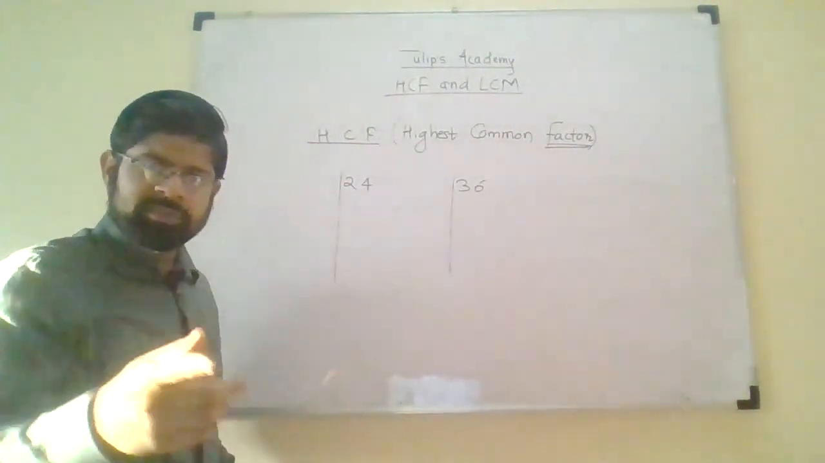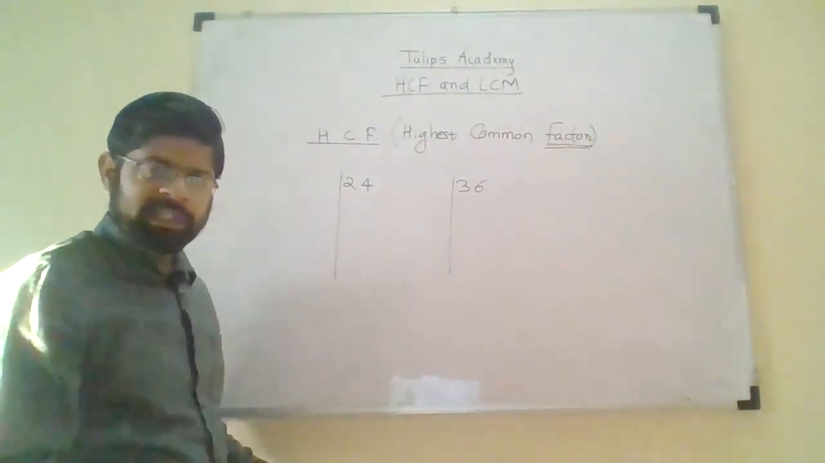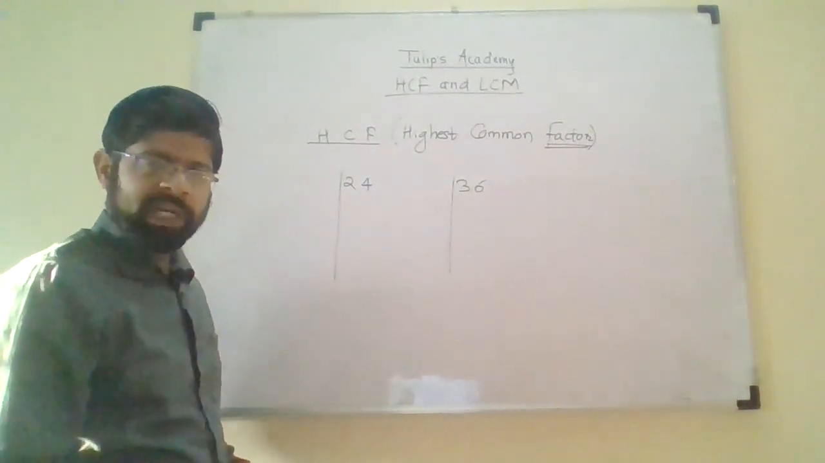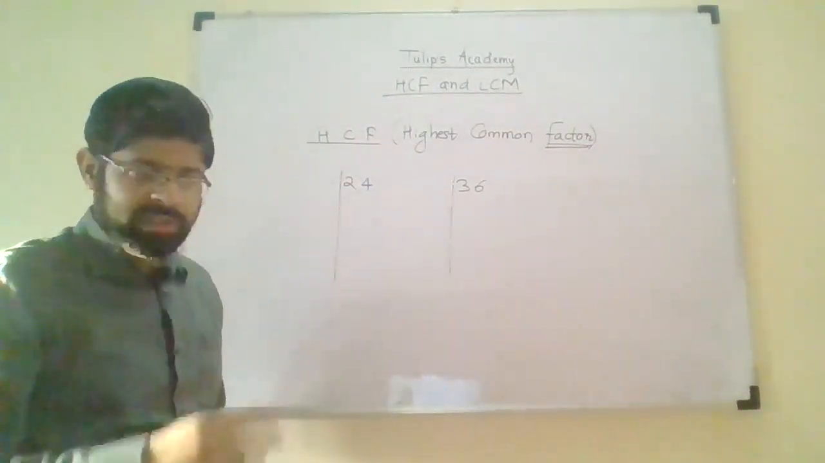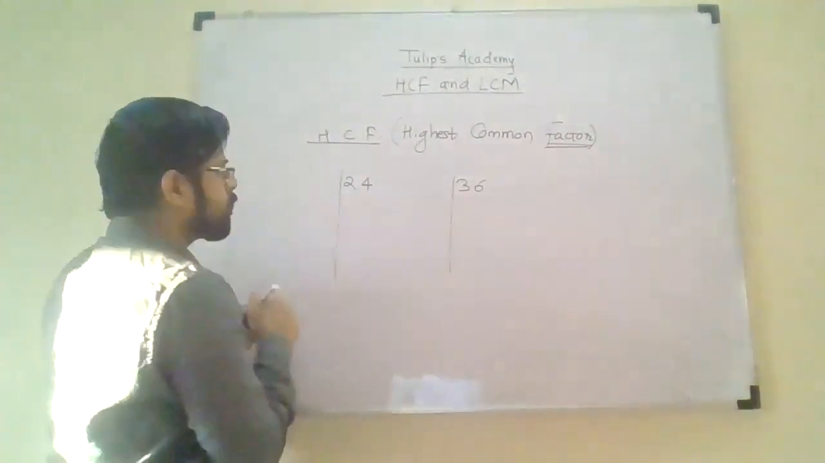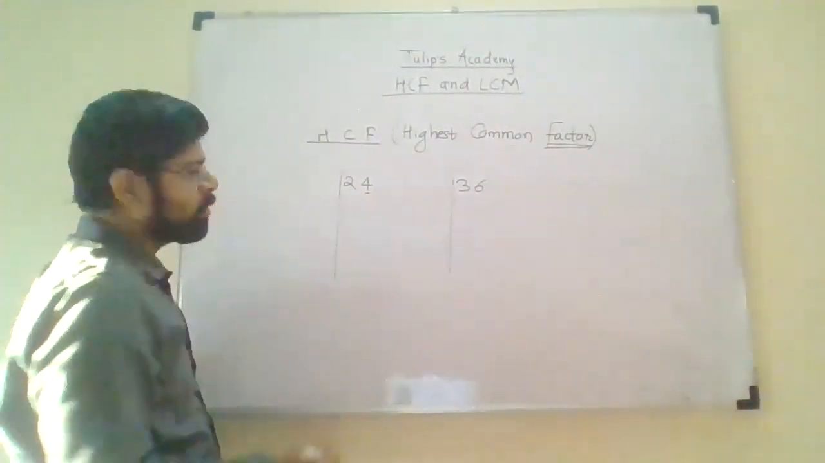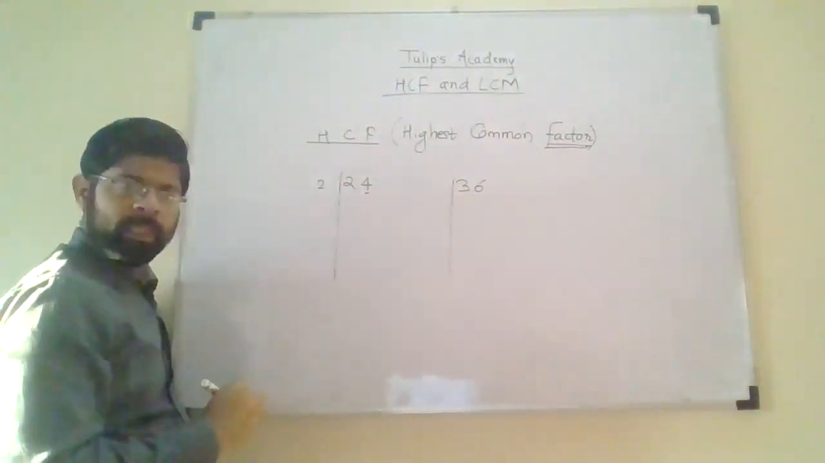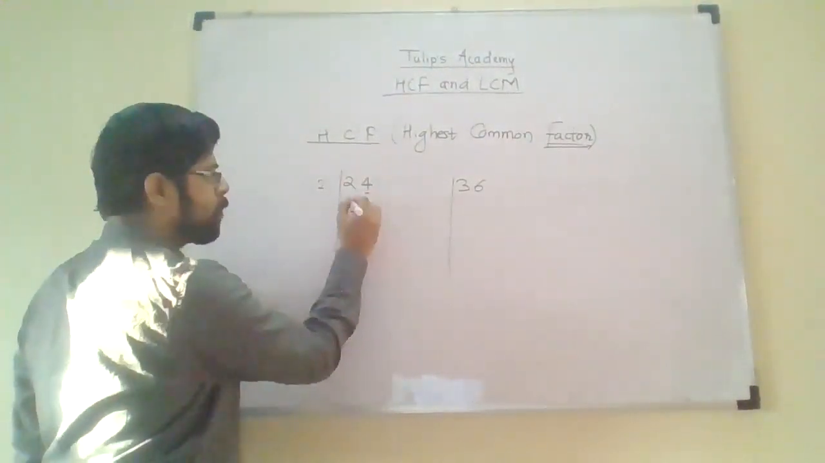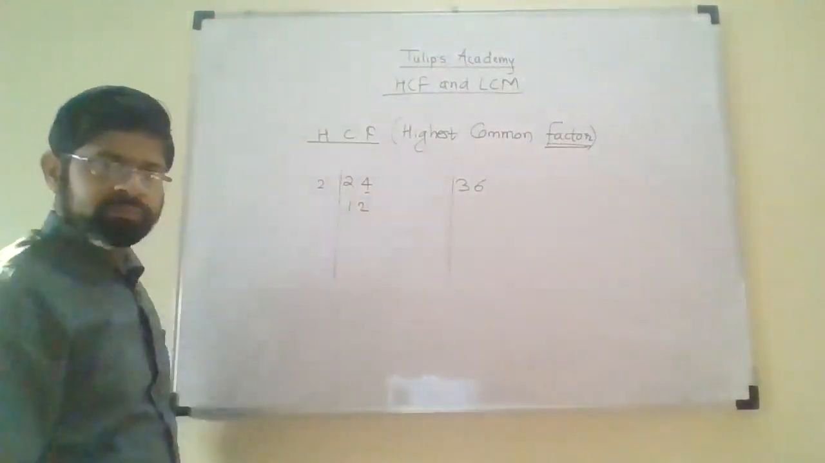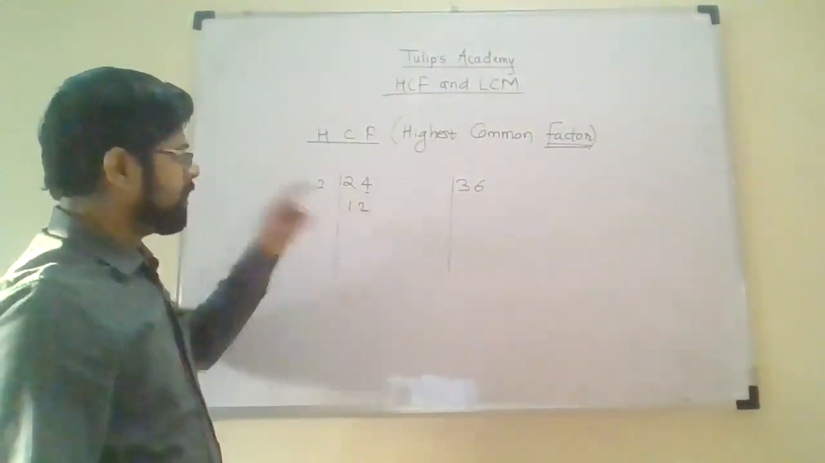Okay. So first, let us start with the first prime number, 2. Check whether 24 is divisible by 2 or not. We know the divisibility test of 2: the units place must contain an even number. The units place of 24 is 4, so it contains an even number, so it is divisible by 2. So write 2 here. 24 divided by 2 will be 12, so write 12 here.